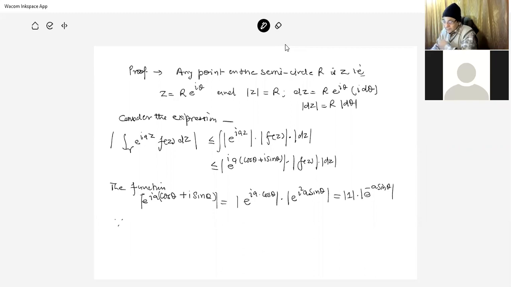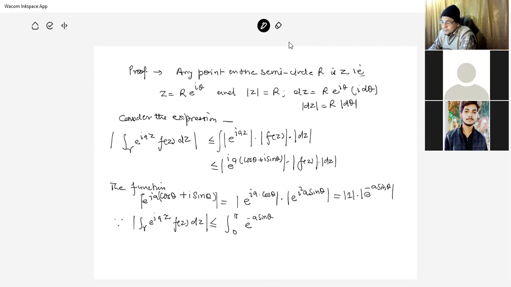So we have the integration of e raised to the power i a z f(z) dz is less than or equal to the integral from 0 to pi of e raised to the power minus a r sine theta, times mod f(z). And z is r e raised to the power i theta, and mod dz is r d theta.